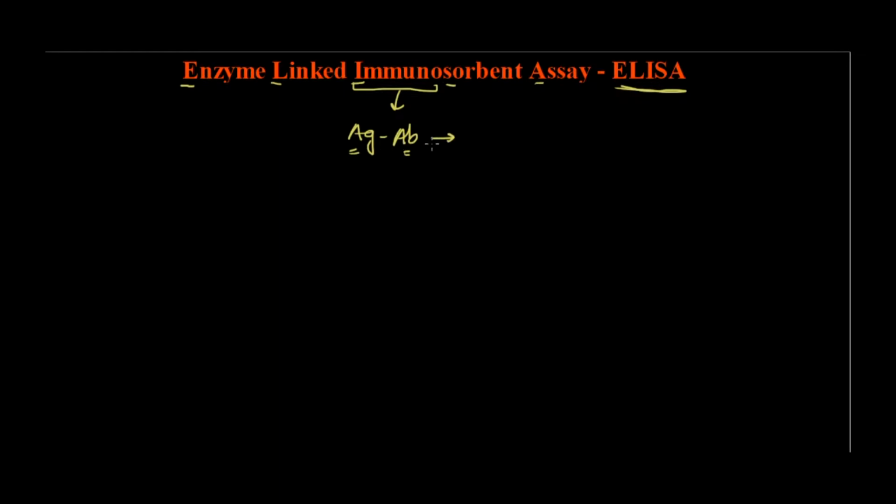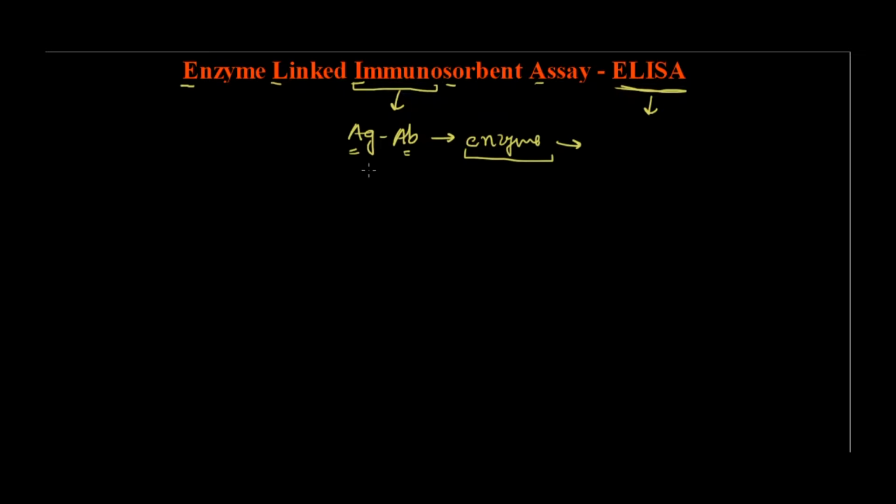Simple enough. And in RIA we saw that we detected presence of antigen or antibody by radioisotope, right? In case of ELISA, instead of radioisotope, we use enzyme for the detection, and thus it is named so, enzyme linked. Now since we are using enzyme for the detection, it's going to be less expensive compared to using radioisotope, and also it's going to be more safe.